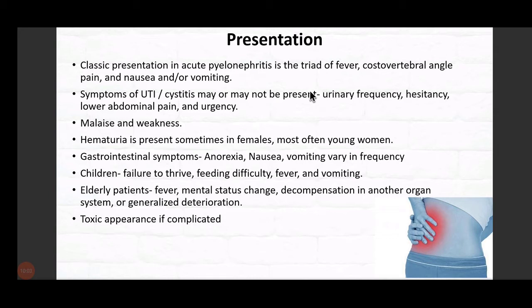In children, this manifests with fever, vomiting, and failure to thrive. If it is a child smaller in age, less than 3 or 4, there would be feeding difficulty also. In the elderly, most infections progress very rapidly. So you may find fever, altered mental status, or a rapid deterioration of the patient. And if that is happening, the patient will have a generalized toxic load.